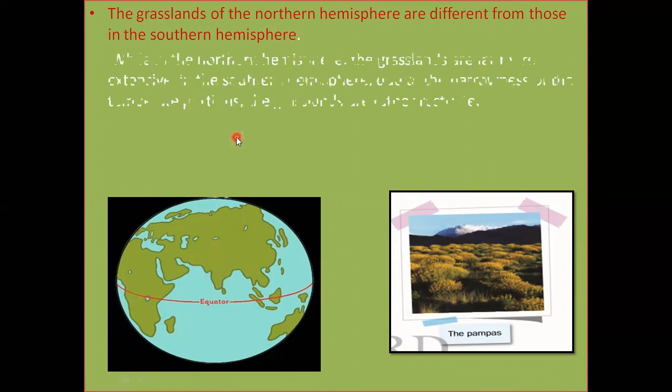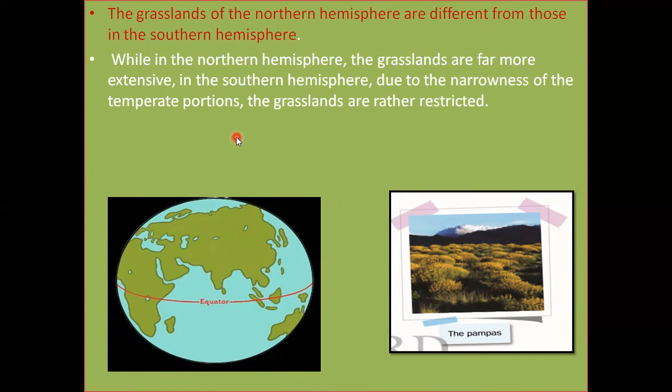The grasslands located in the northern hemisphere are extensive, while in the southern hemisphere the grasslands are restricted, because of the narrowness of the temperate portions. See, the northern hemisphere grasslands are far more extensive, but in the southern hemisphere the grasslands are limited by the narrowness of the temperate portions. So which is the famous grassland here? That is the pampas. Pampas is the famous grassland here.